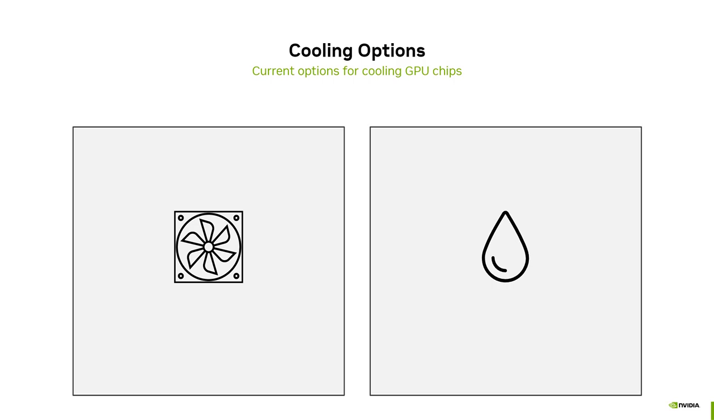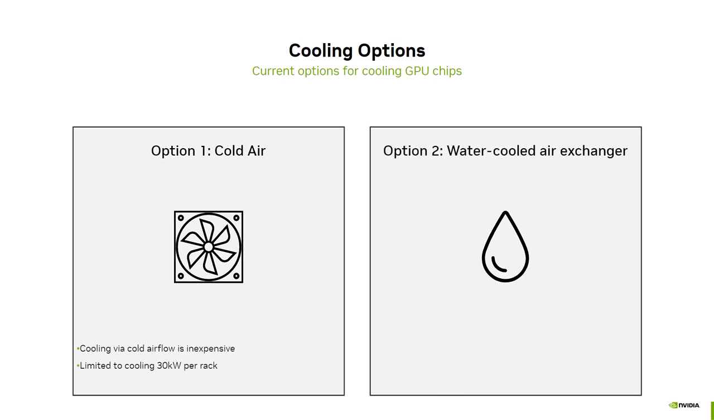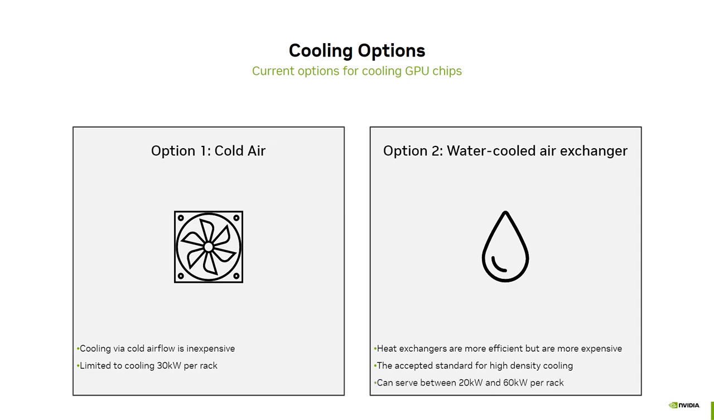These are the current options for cooling GPU chips. The first option is cold air. Cooling via cold airflow is inexpensive, but reaches its limit when cooling 30 kilowatts per rack. The second option is to use water-cooled heat exchangers. In this case, heat rejection is more efficient but more expensive. Because of this, water-cooled heat exchangers are now the accepted standard for high-density cooling. They can serve between 20 kilowatts and 60 kilowatts per rack. Some manufacturers claim that it can serve over 100 kilowatts per rack.